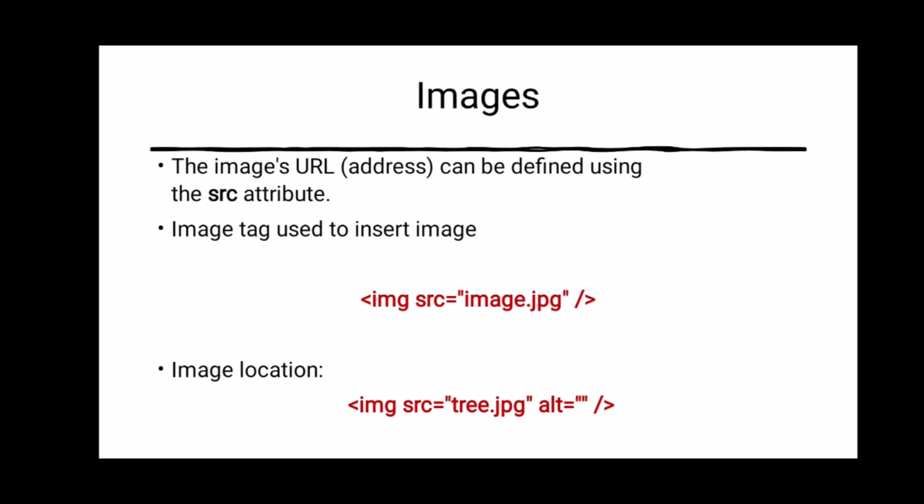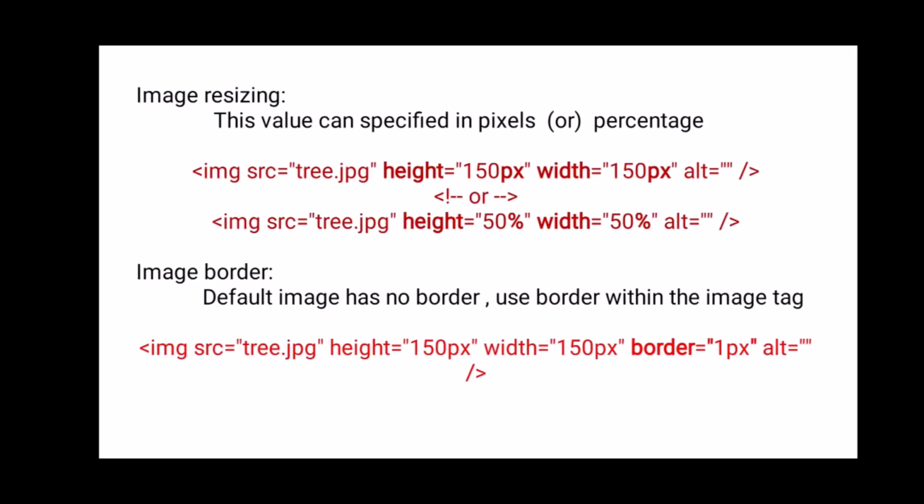Image location. You need to put the image location for the src attribute between the quotation marks. For example, if you have a photo named 3.jpg in the same folder as the HTML file. Image resizing. To define the image size, use the width and height attributes. The value can be specified in pixels or percentages.